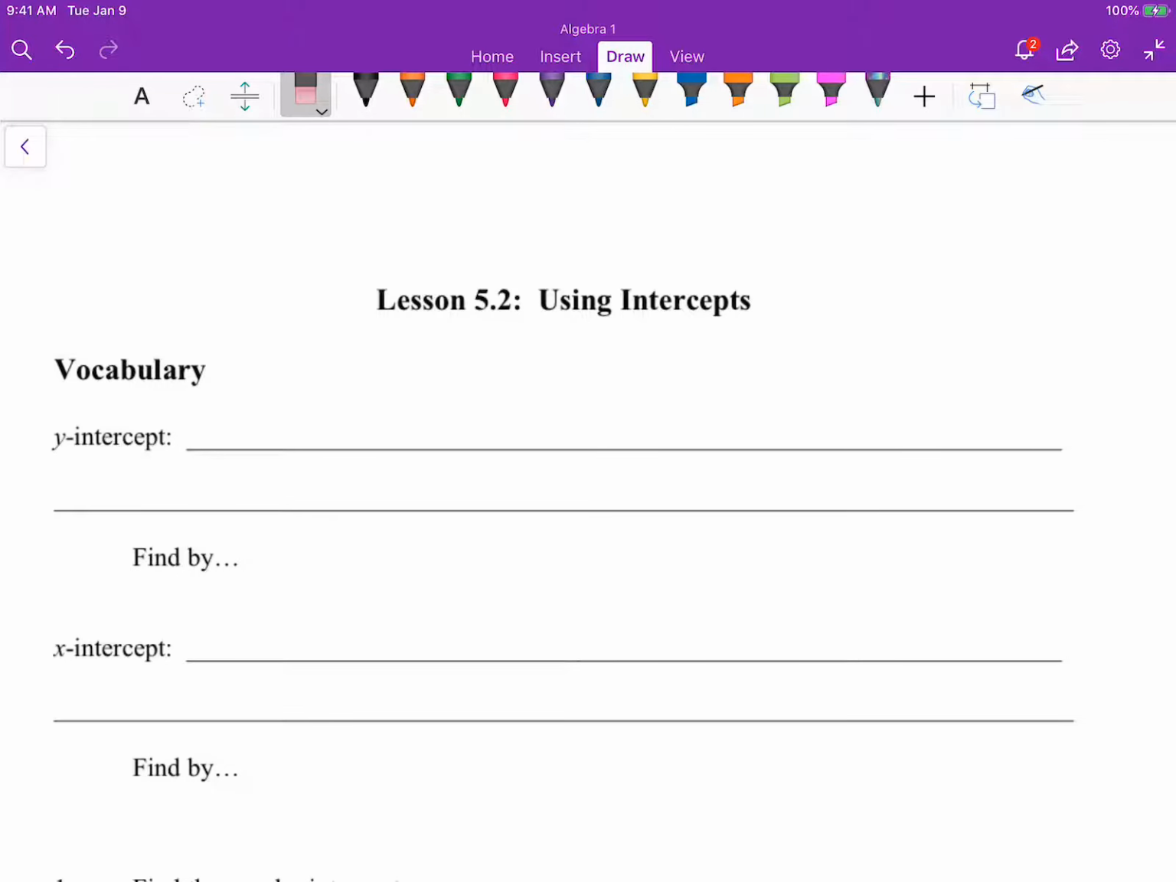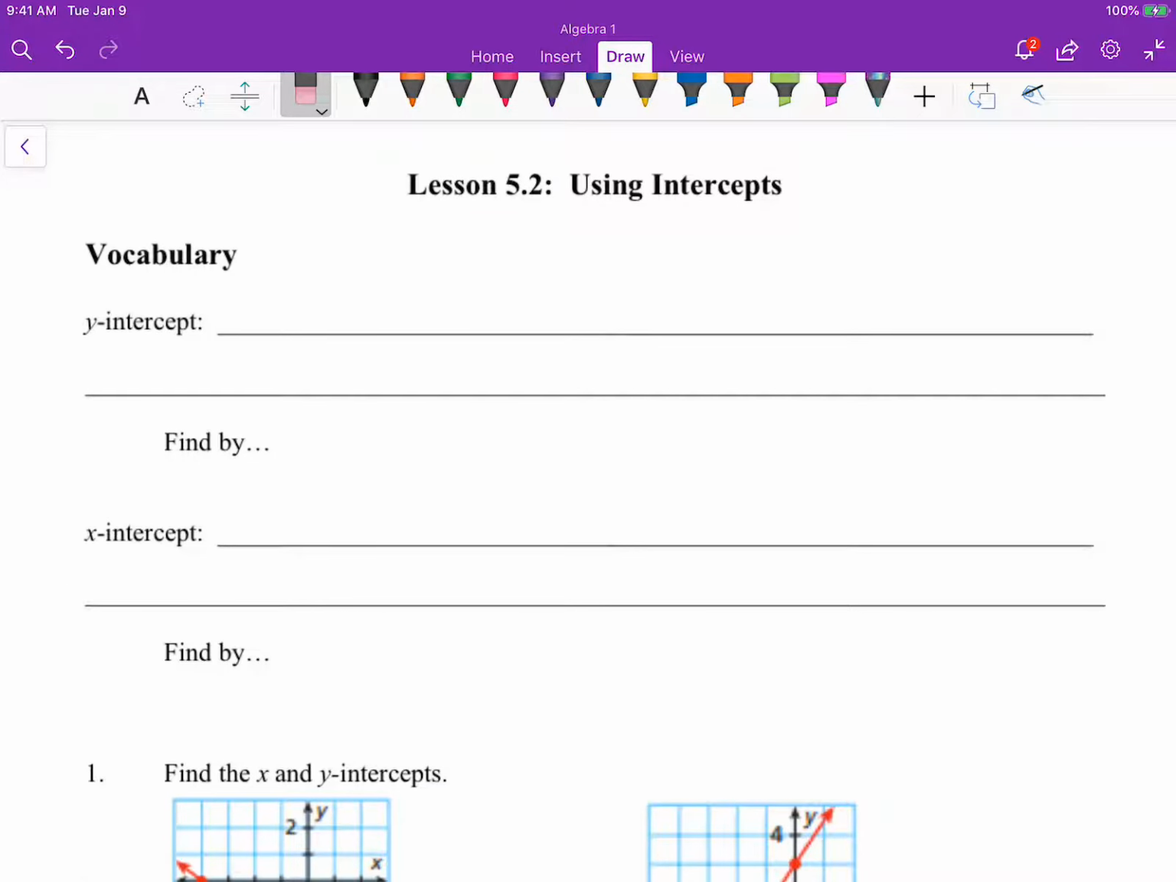Alright guys, I'm not here for lesson 5-2 today, unfortunately. But if you take a look at your notes and open up to lesson 5-2, we're going to talk about using intercepts today. There's two kinds of intercepts that we're going to be working with, an x-intercept and a y-intercept. It's actually not so bad to find them. They're pretty easy to identify. Sometimes doing the algebra takes a little bit of work, but not too bad.